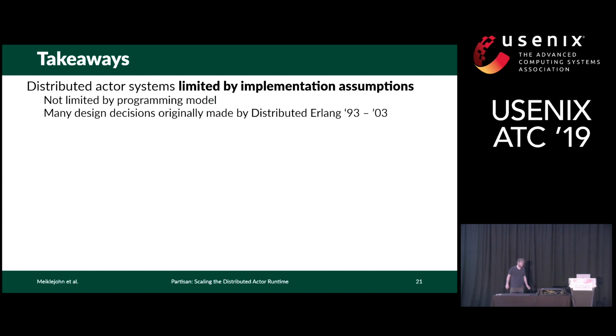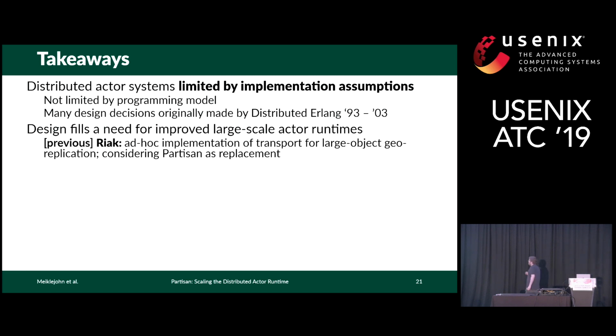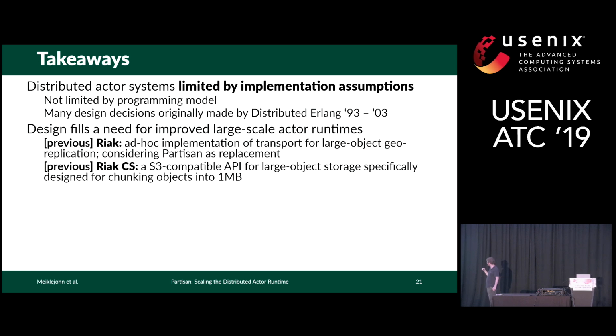Most of these design decisions were made in the early 90s when we were deploying to single data centers. And we believe that our work design fills a need for improved large-scale actor runtimes. We believe this to be true because previously Riak implemented their own transport for large objects and geo-distribution. They're considering Partisan as a replacement.